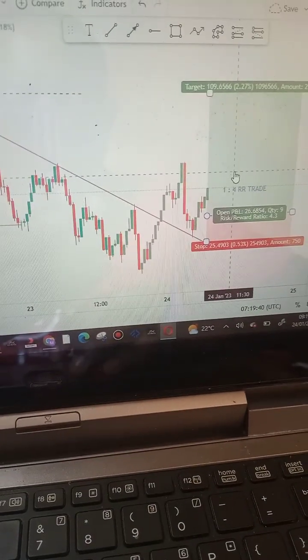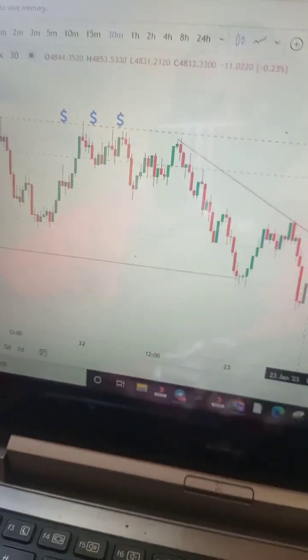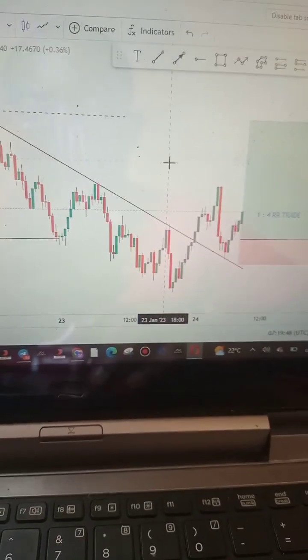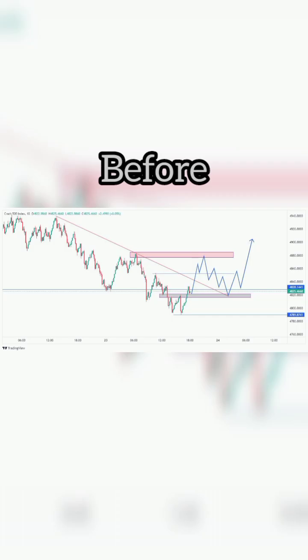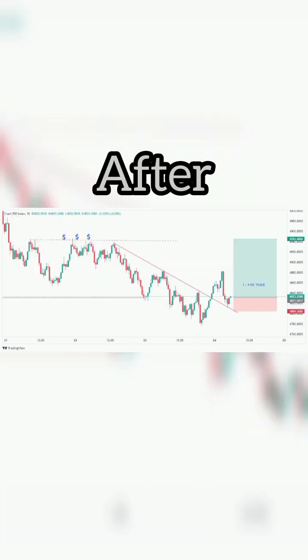Nice, 1 to 4. Not really my best, but I just want to give you a quick breakdown. Let me quickly walk you through my before and after. Before, we analyzed and broke down every detail, and after, that's where we got in. After explaining the reasons, I'll show you how the trade went. So here's a quick walkthrough.